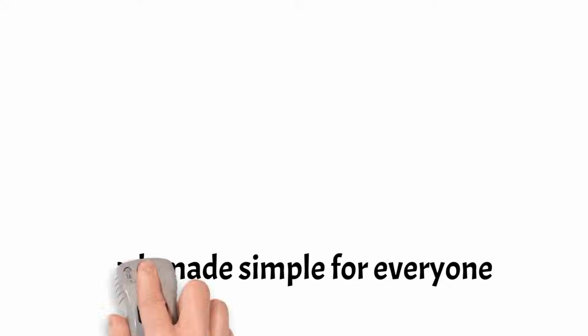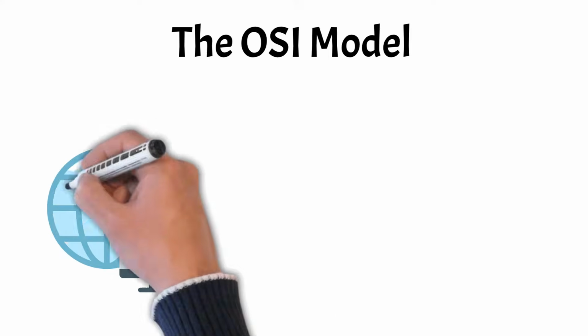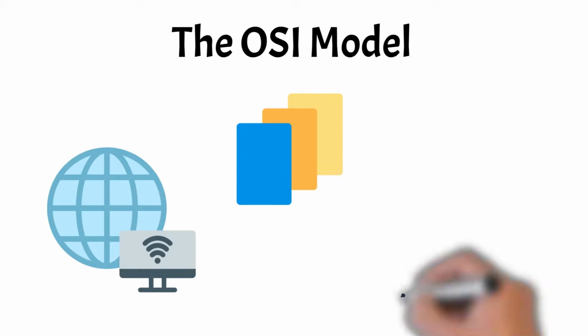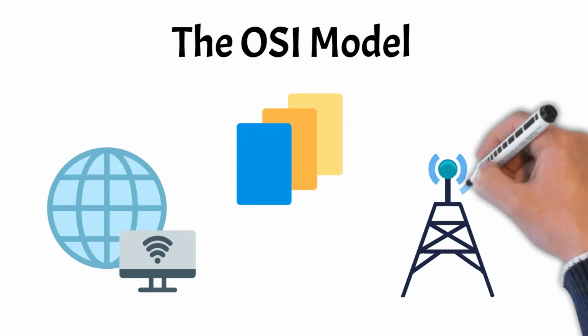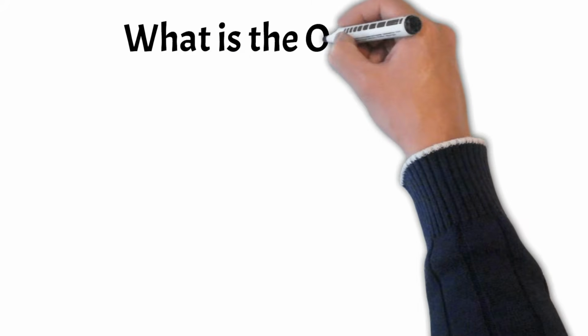Today, we're diving into the OSI model, the backbone of internet communication. By the end, you'll grasp how each layer contributes to keeping our digital world running smoothly. Let's get started. First, let's take a look at what the OSI model is.